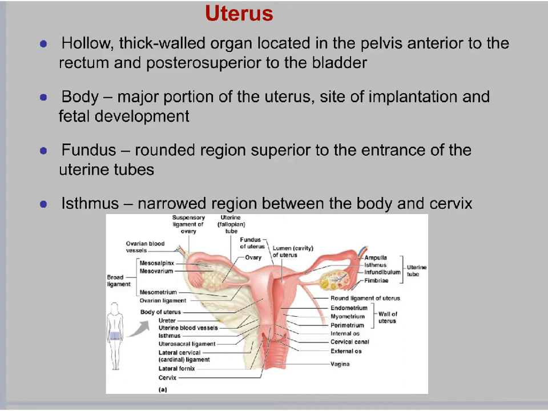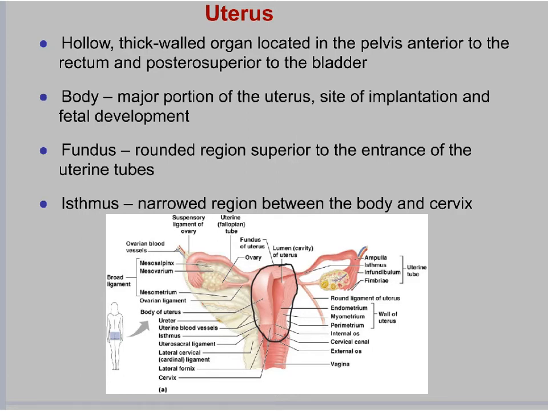So from the fallopian tubes, the fertilized egg, the zygote, makes its way into the organ that is the uterus. So this entire structure here is the uterus, and it's a hollow body organ, and it's located in the pelvis, in front of or anterior to the rectum, but above and behind the bladder, posterior-superior to the bladder.